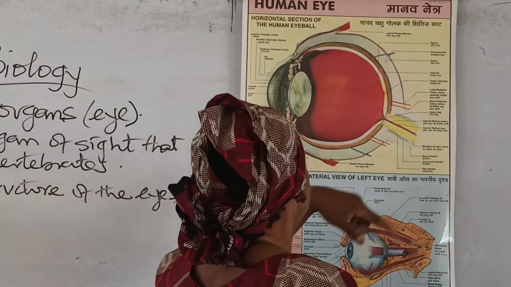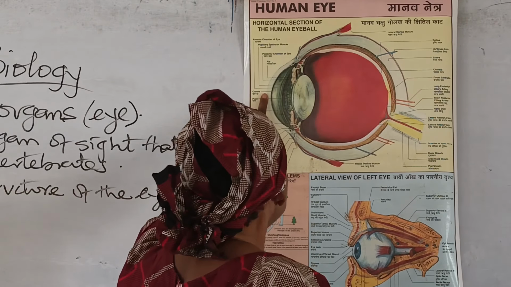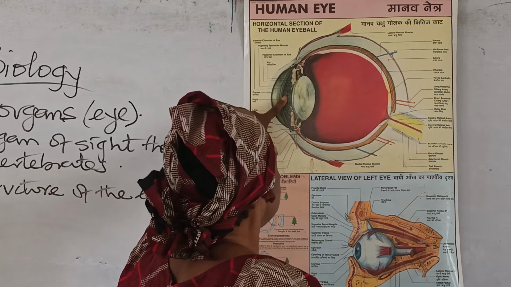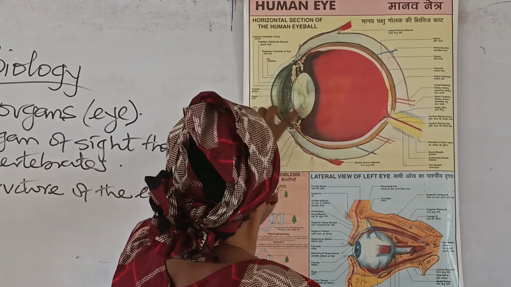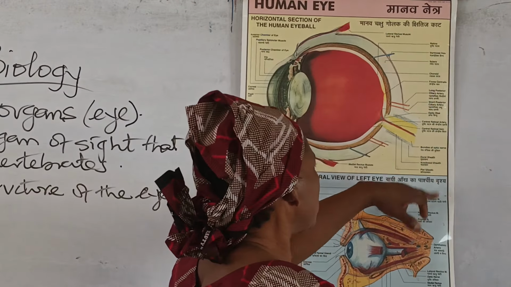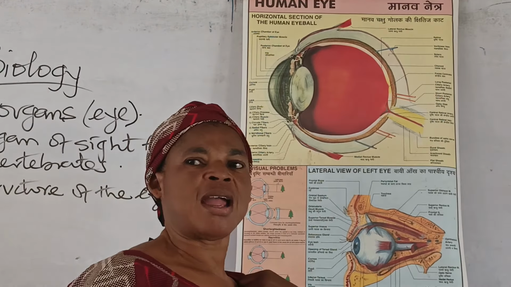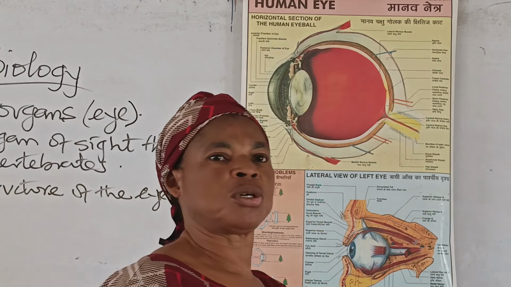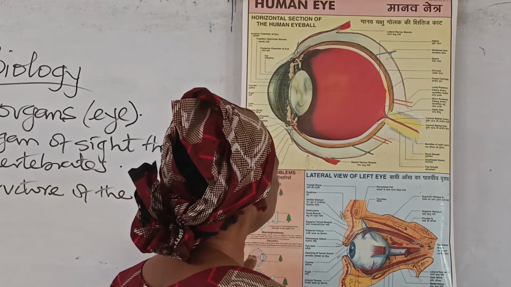So now I'm going to be talking about the structure of the eye. We have the sclerotic layer at the front, the conjunctiva followed by the cornea, and then we have the aqueous humor. And also at the back are the optic nerves, which transmit impulses to the brain and back from the brain.